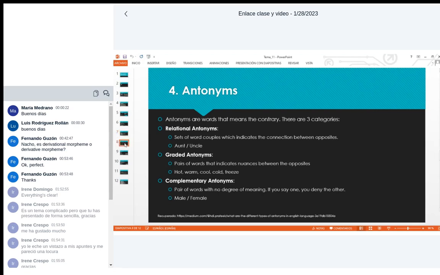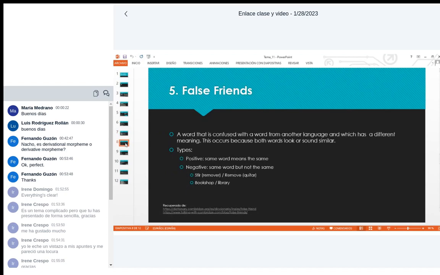Right. The next aspect we would deal with is the false friends. False friends are words that are used by the learners of a language, and they're used incorrectly in a context. And they're used incorrectly because the learner thinks that the word and the sounding of that word is similar to the word in his own mother tongue.